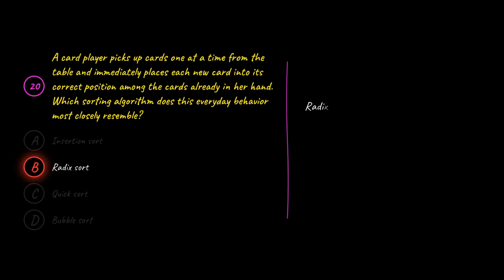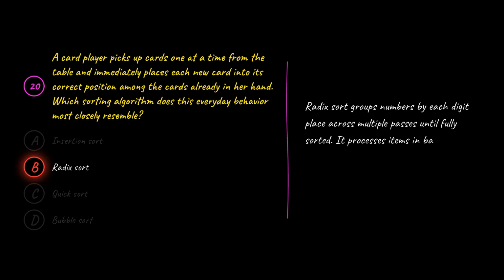B is wrong because Radix sort groups numbers by each digit placed across multiple passes until fully sorted. It processes items in batches by digit value, which does not match the one-at-a-time insertion behavior described in the scenario.